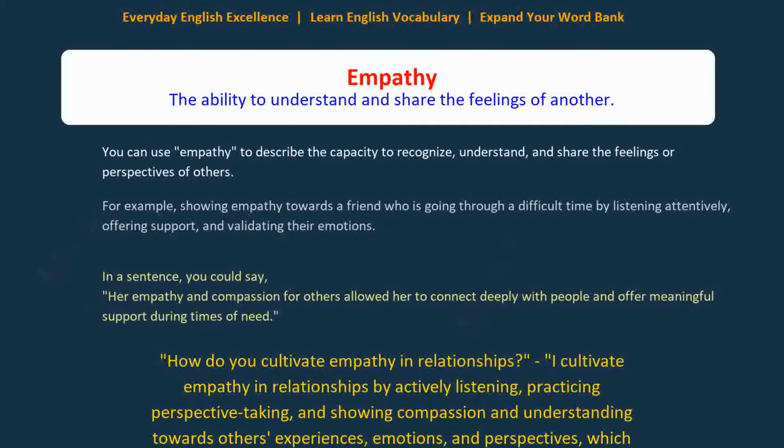How do you cultivate empathy in relationships? I cultivate empathy in relationships by actively listening, practicing perspective taking, and showing compassion and understanding towards others' experiences, emotions, and perspectives, which fosters deeper connections, trust, and mutual respect.